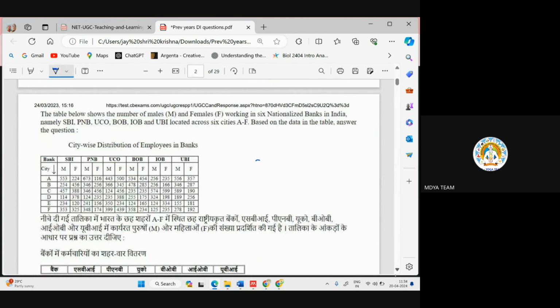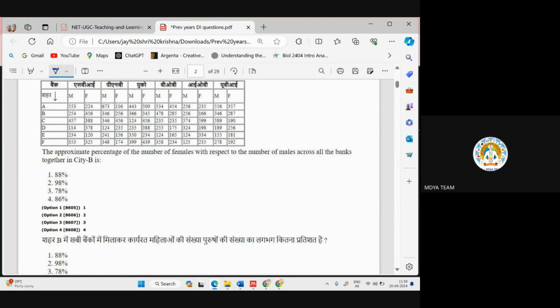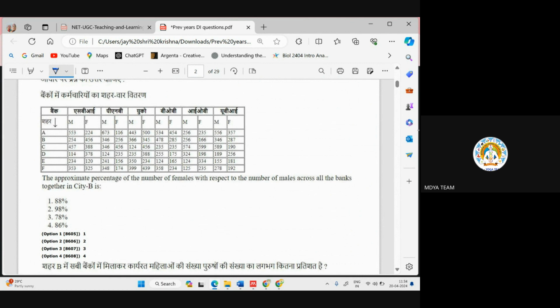Same table. Now they are asking the approximate percentage of number of females with respect to number of males across all the banks together in city B. So what formula will we apply here? In percentage, there was a formula of comparison, where we compare different values on the basis of percentage. So it is asking the approximate percentage of number of females with respect to number of males.